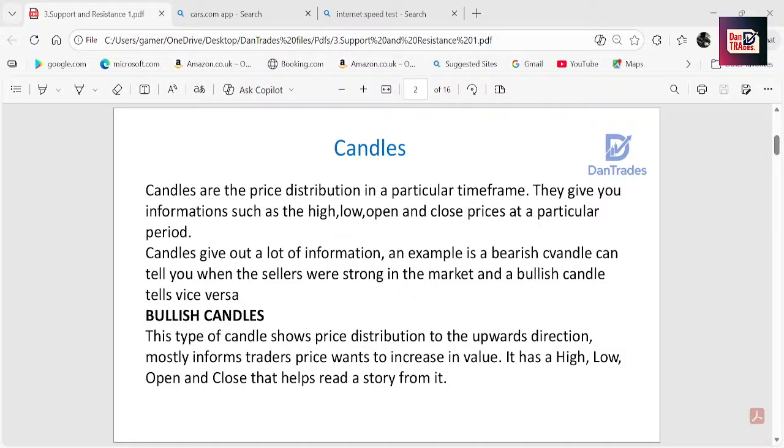So yes, as I was saying, we've learned everything about MT5 and TradingView already. So now we are on candles. Now, what's basically candles? So when we're going through TradingView, I showed you what candles were. Candles are the price distribution in a particular time frame. They give you information such as the high, low, open and close prices at a particular period. Candles give out a lot of information. An example is a bearish candle can tell you where sellers were strong in the market, and a bullish candle tells you vice versa. So we've basically spoken about most of this already when we were doing the TradingView session, but we'll go over it once more.